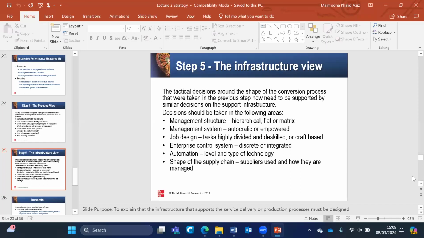That means we look at the structure, the hierarchy, the organizational structure, the management system, the job design, titles, descriptions, the enterprise control system, the automation level. So how many things are done manually? How many things are done automatically? What is the shape of the supply chain? How many people are we dealing with? How many suppliers do we have? How many retailers or wholesalers do we deal with? All of that comes under the infrastructural view.